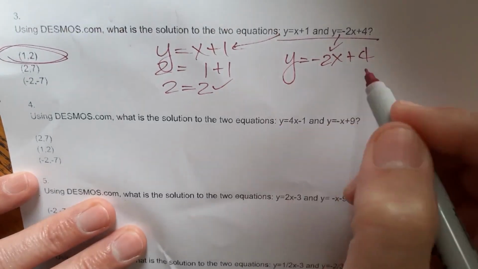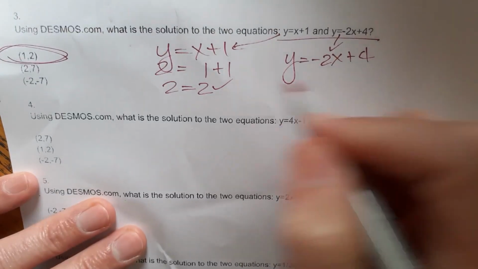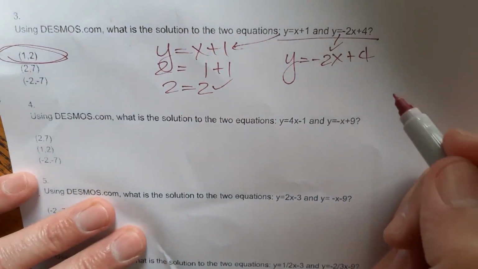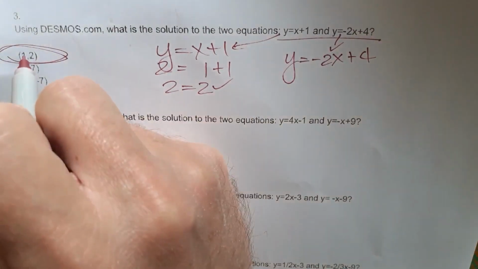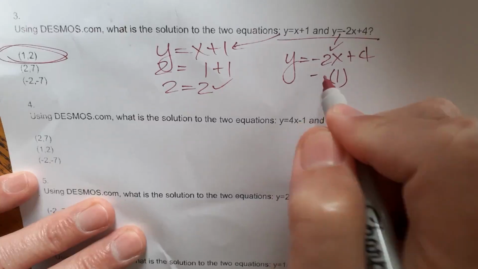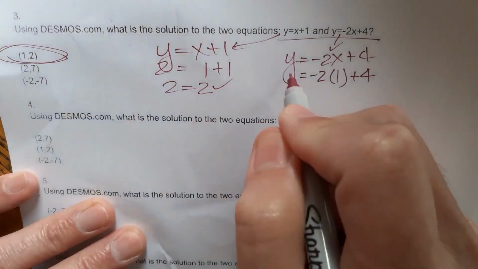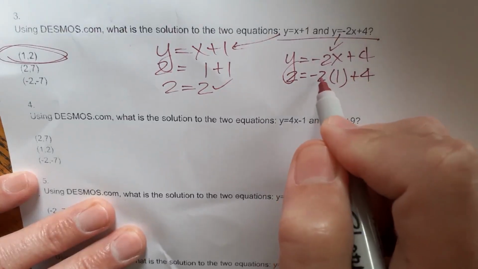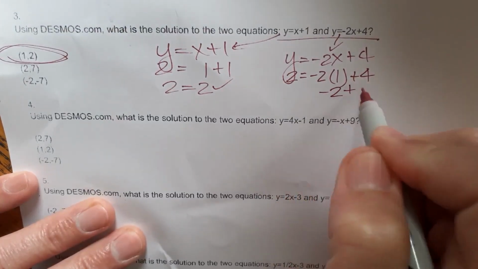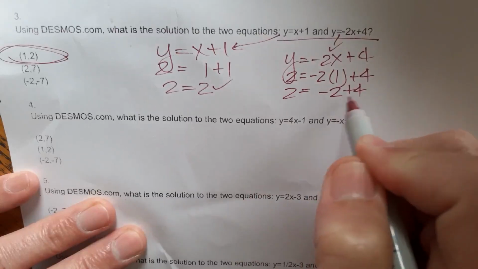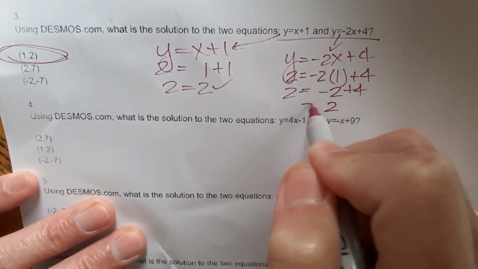So this is what you're going to work out. You're going to do these two in your comp book along with these answer sets, which we have already. And so we're going to take the x of 1. So let's put a 1 in here times a negative 2 plus a 4, and we have a 2 on this side for the y. Negative 2 times 1 is negative 2. 4 minus 2 is 2, and 2.